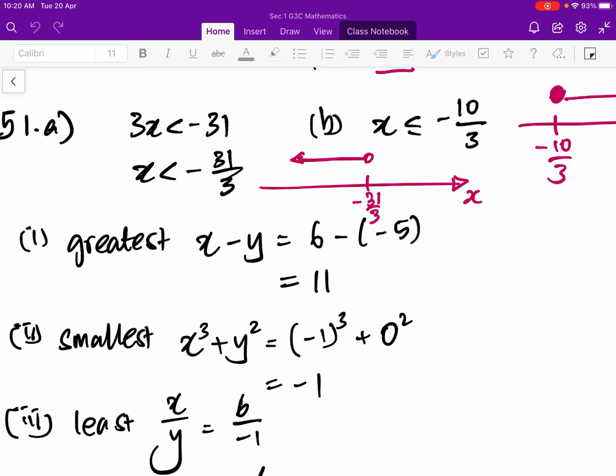My greatest x minus y is actually 11. Is that what you have? If you have, give yourself a tick, because there are no answers provided, right? Yeah.